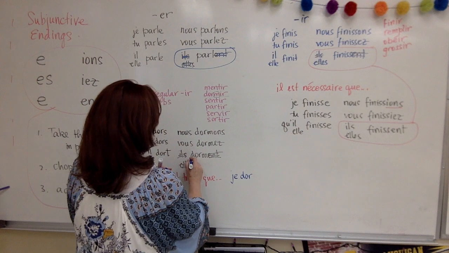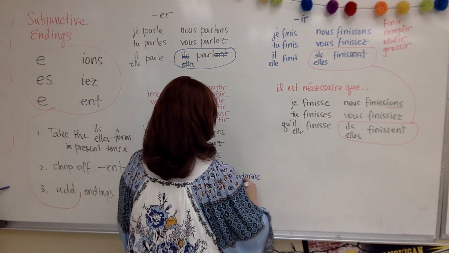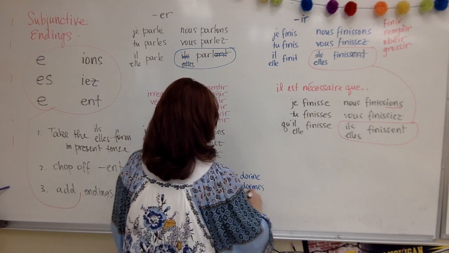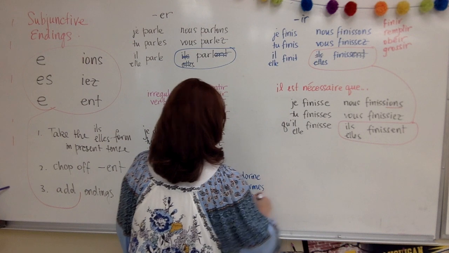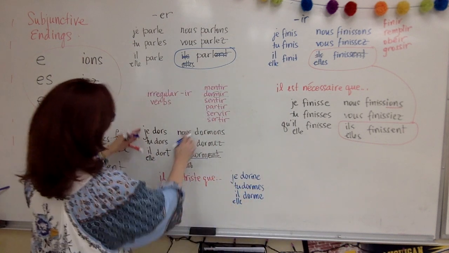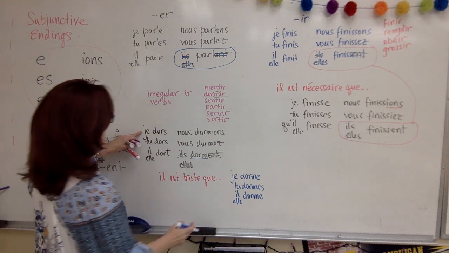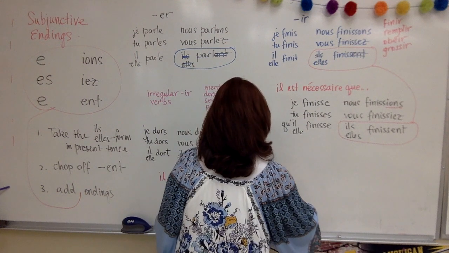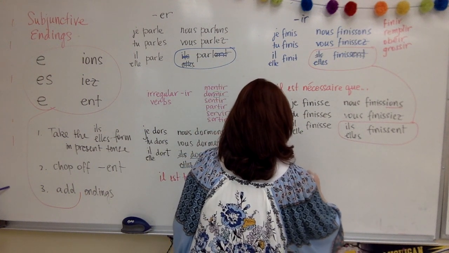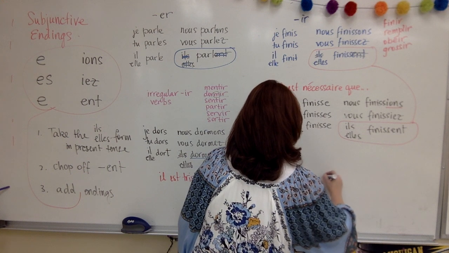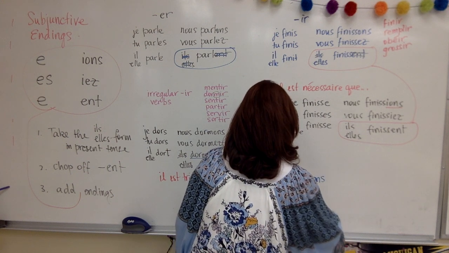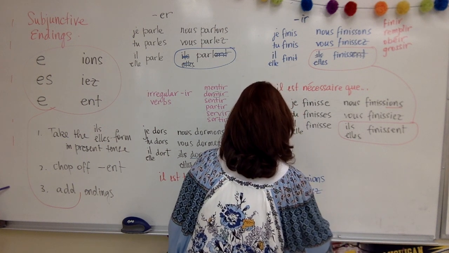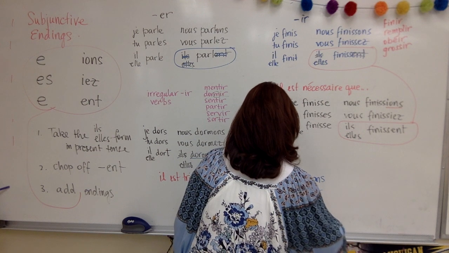we're going to use that root, que je dorme, que tu dormes, qu'il dorme. So you see that the present indicative is quite different to the subjunctive. You have je dors, but que je dorme. Que nous dormions. Que vous dormiez. And qu'il or elle dorme.